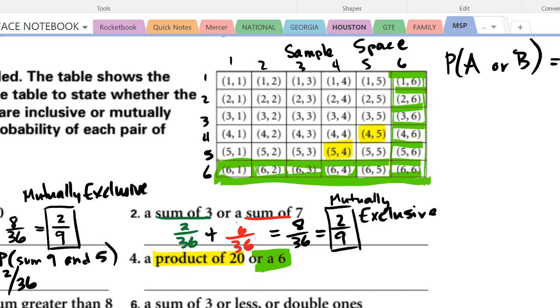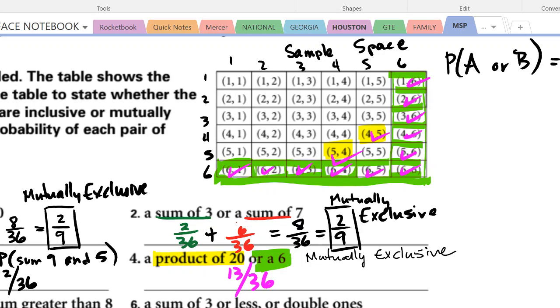So what I'm trying to see is, number one, is there any overlap? And if there is no overlap, and there is no overlap, then these are considered to be mutually exclusive. Okay, product of 20 or 6, here's all I do. If it's got a highlight or a box around it, I just go through and count it. 1, 2, 3, 4, 5, 6, 7, 8, 9, 10, 11, 12, 13. It is 13 out of 36.